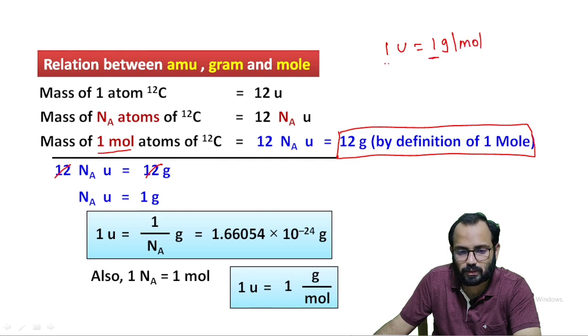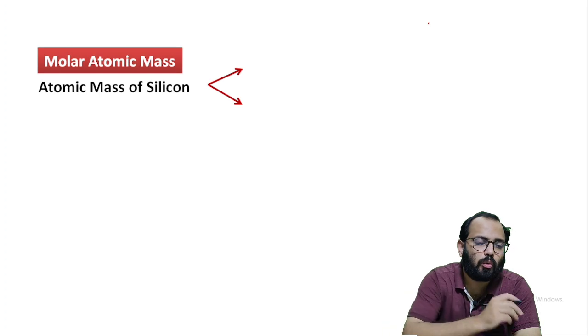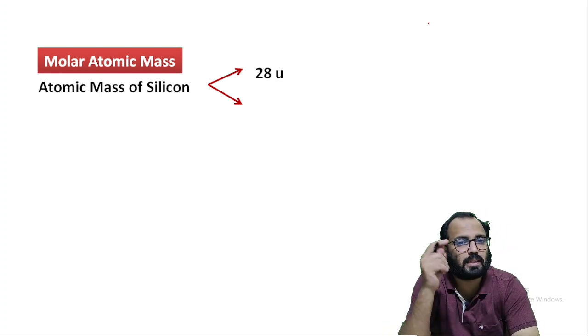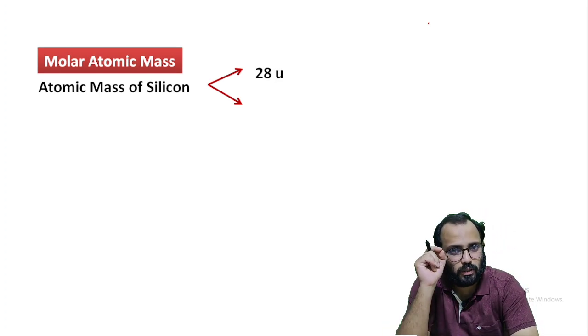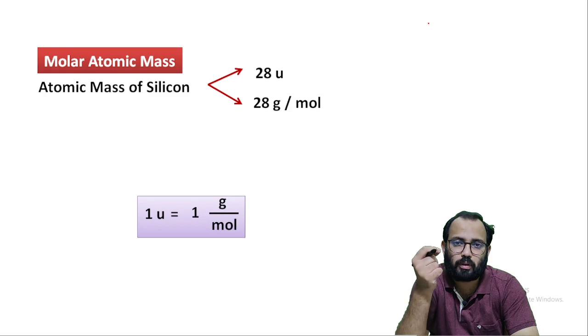The mass in AMU is numerically equal to the mass in gram per mole. So what is the atomic mass of silicon? I can say that the atomic mass of silicon is 28 u, and I can also say it as 28 gram per mole.